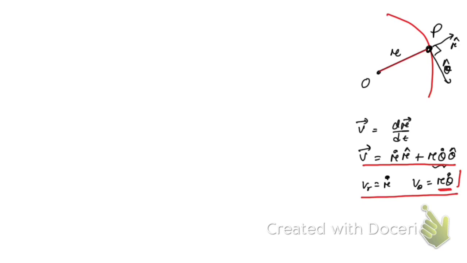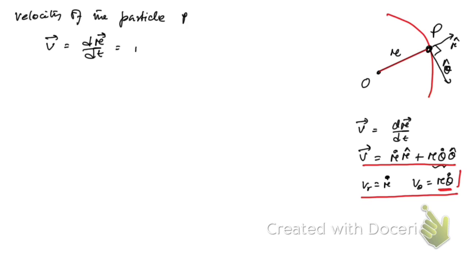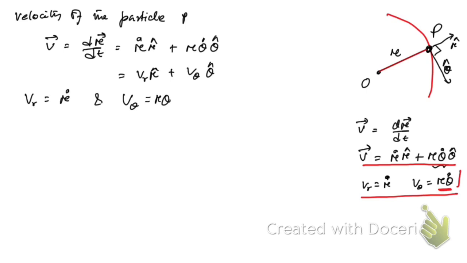Now, what is going to be the kinetic energy of this particle? First, let me write the velocity of the particle. That is V vector, that is dr vector by dt, which is given by r dot r cap plus r theta dot theta cap. It has two components: one is Vr r cap plus V theta theta cap, where Vr is nothing but r dot, and V theta is equal to r theta dot. That's what we have got.